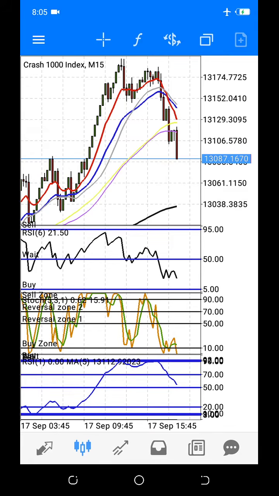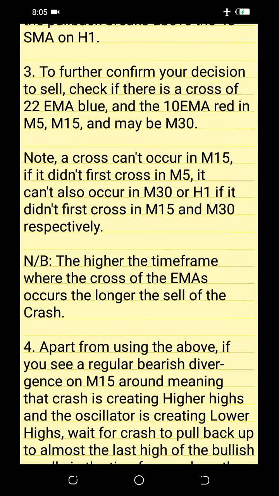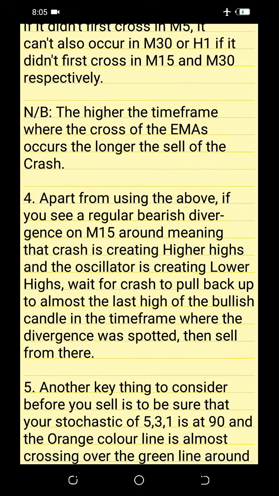So that's it. I said to further confirm your decision to sell, check if there is a cross of the 22 EMA and that. Okay, so you can decide to catch a good long spike if this cross takes place in M5 and M15 as I'm going forward. Note, a cross can't occur in M15 if it didn't first cross in M5. I think at that point it is very clear. Excuse me. And I said, note, the higher the time frame where the cross of the EMAs occurs, the longer the sell of the crash. I think I have shown that to us now, that if it is the M15, the TP zone will not be as long as the cross in M30 will be.